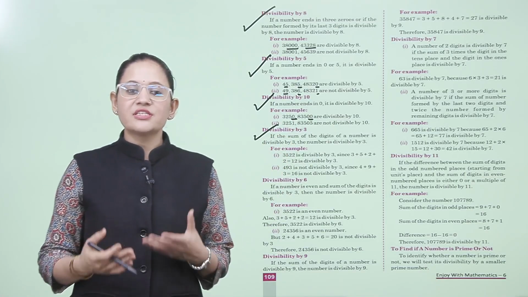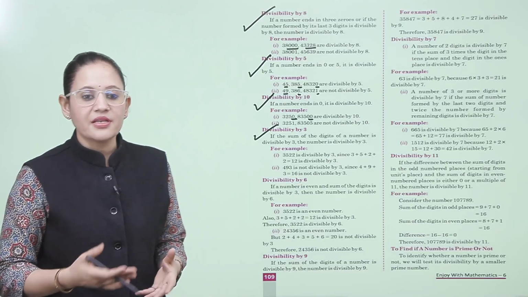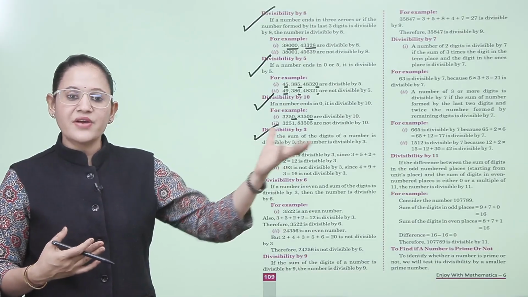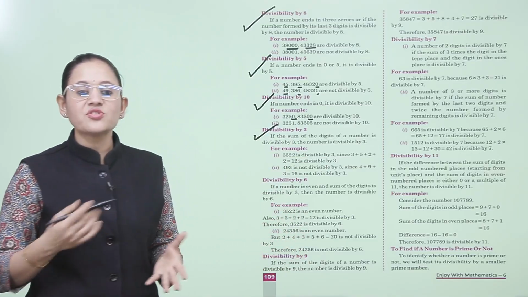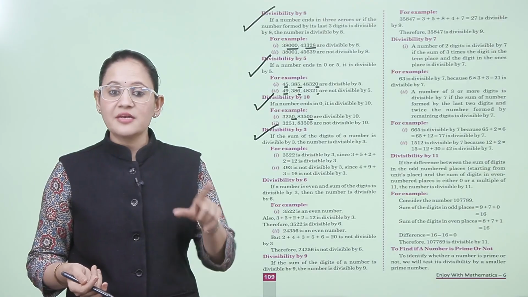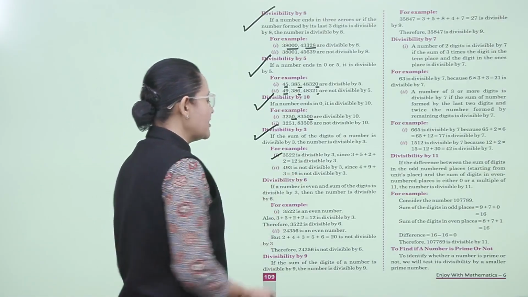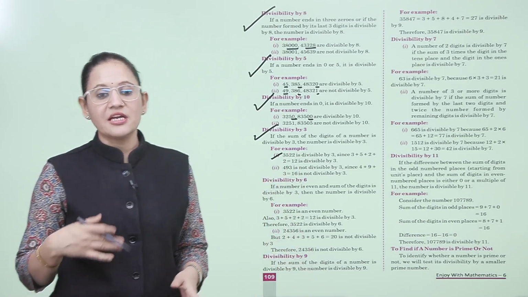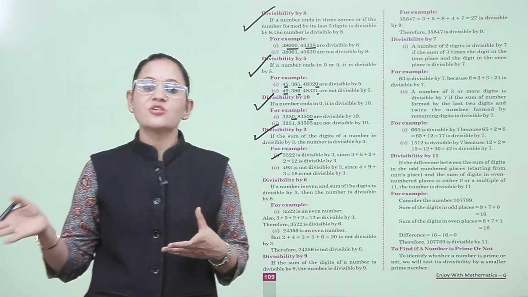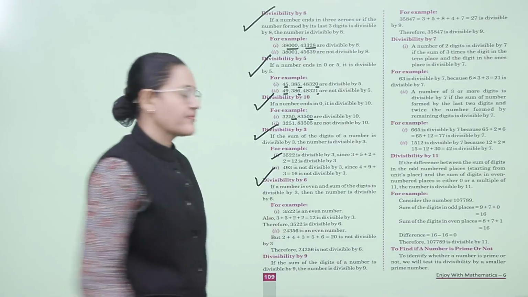If the sum of digits of the number is divisible by 3, then the given number is divisible by 3. For example, if we take the number 3522, the sum of digits 3 plus 5 plus 2 plus 2 equals 12, and 12 is divisible by 3, which means the given number is divisible by 3. For 493, the sum of digits equals 16, and 16 is not divisible by 3, which means 493 is not divisible by 3. Clear? Next is divisibility by 6.